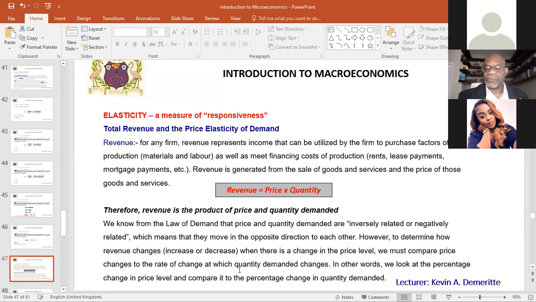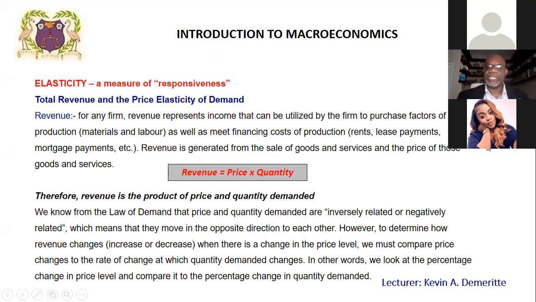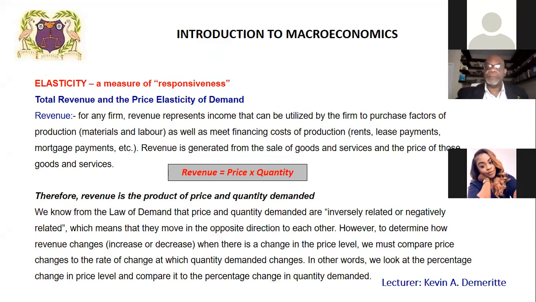Now, hold on to that thought a second. Let's take a detour for a moment and talk about how revenue is affected in this, our new understanding of elasticity and sensitivity. Some of the things we already know. We know for any firm, revenue is their income. Firms use their revenue as income to purchase factory production, materials and labor, as well as to pay rent, make lease payments, mortgage payments, etc.